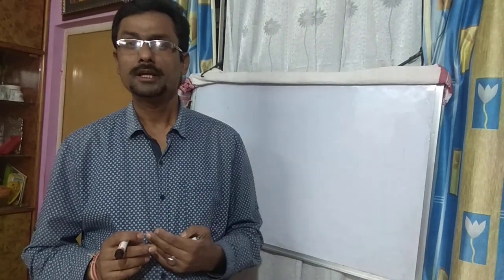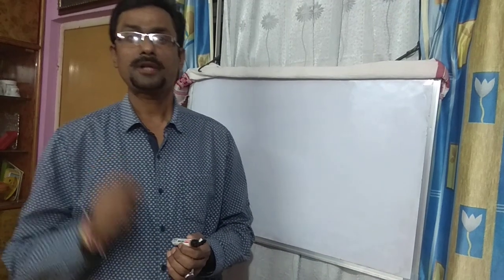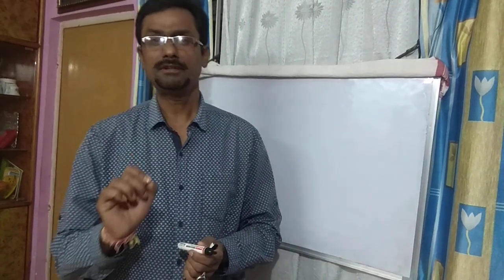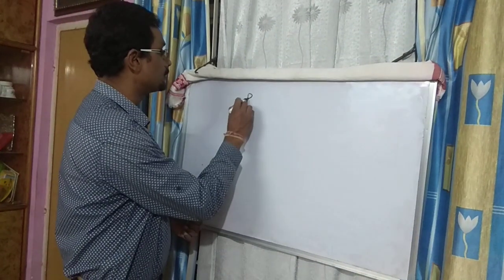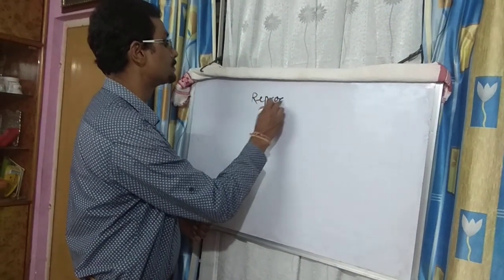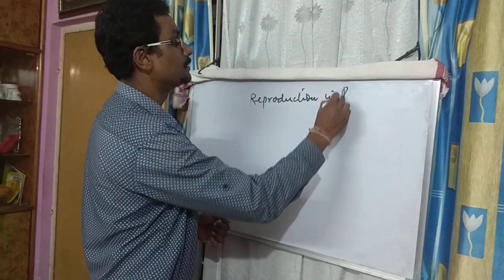Today we're going to discuss a chapter. The name of it is Reproduction in Flowering Plants. So I will be using plant here. Reproduction in plants.